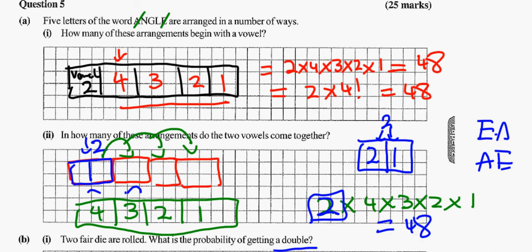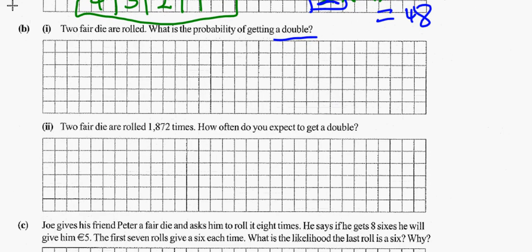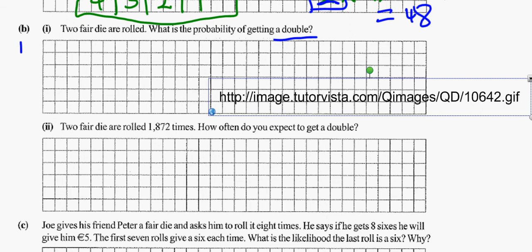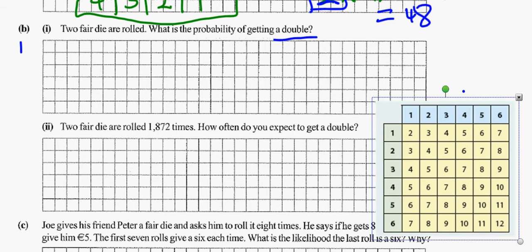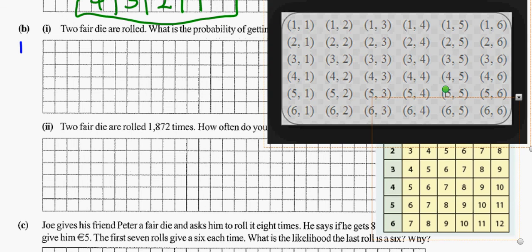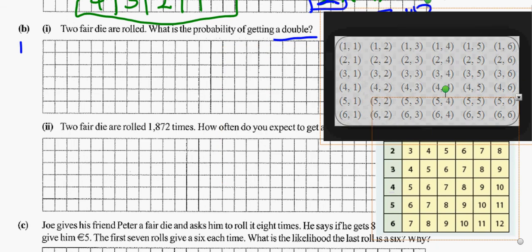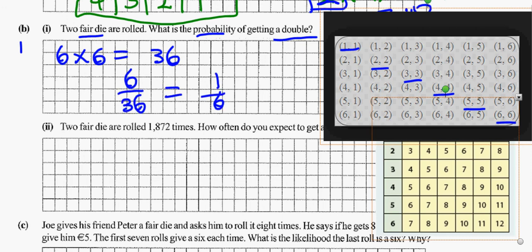Next one. 2 fair dice are rolled. What's the probability of getting a double? Now the probability of getting a double, if I can just put this up here. Okay, so here's my sample space. Okay, and what we can see about the sample space here is that there's 1 1, 2 2, 3 3, 4 4, 5 5, 6 6. Now when you roll a dice, there's 6 outcomes in the first dice, 6 outcomes in the second dice. This means 36 different outcomes. There's 6 ways of getting the double, so this is going to be 6 out of 36, which is 1/6.